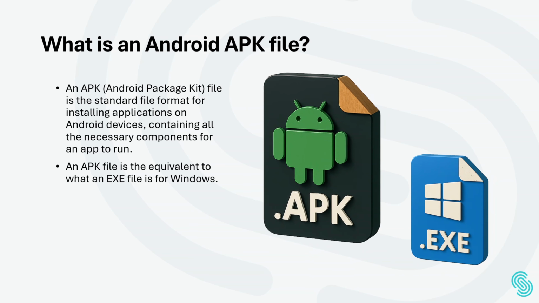Android APK files, also known as Android package kits, are the standard file format for installing applications on Android devices. These packages contain all the necessary components for the app to run. You can think of an APK file as the equivalent to what a .exe file would be for Windows.